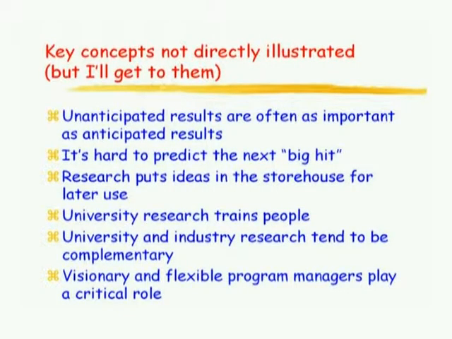Here are some concepts that aren't directly illustrated but are elaborated in the Academy's studies that these pictures are drawn from. Unanticipated results are often as important as the anticipated results. I'll give you some examples of this later. It's hard to predict the next big hit, and I'll give you a specific example of that. What research does is put ideas in the storehouse that later on get assembled into products that people want to buy. So it's a complicated path. In biotech, it's easier to follow because you get a patent, and the patent is good for 17 years, and people license the patent. In IT, following the path is a little more difficult.